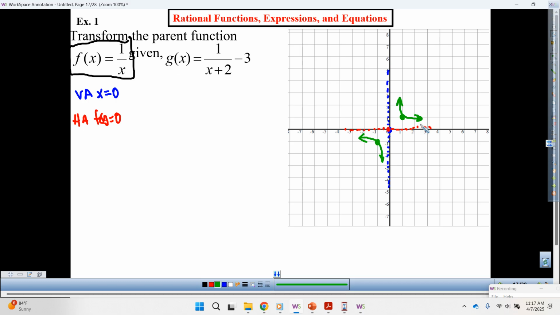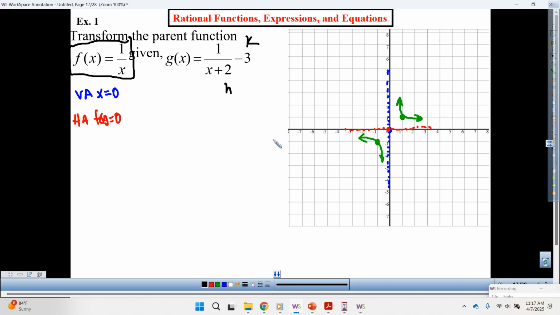All right. So, how are we doing up to right there? Are we good? All right. So now what we're going to do, we're going to transform this according to this. Look at it. And we know that our form has the K at the end and the H next to the X. Is that correct? All right.